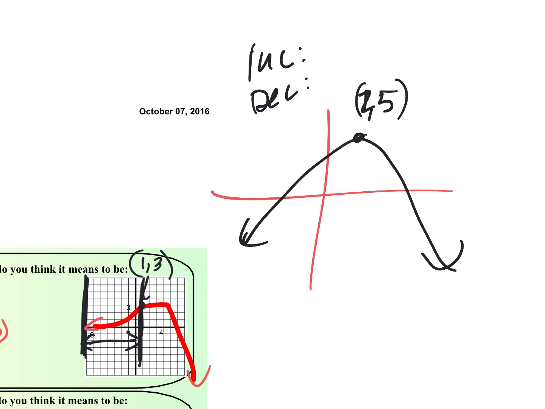Where is it increasing? Can you tell me the increasing interval, please? Negative infinity up until it hits 2. If anybody put 5, no, we don't use y values. Decreasing. Wolf.